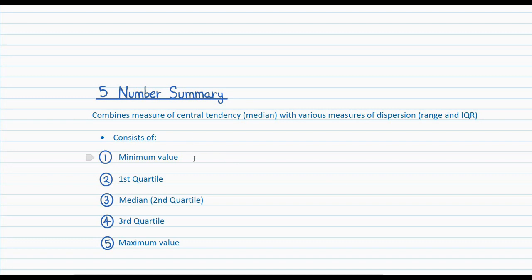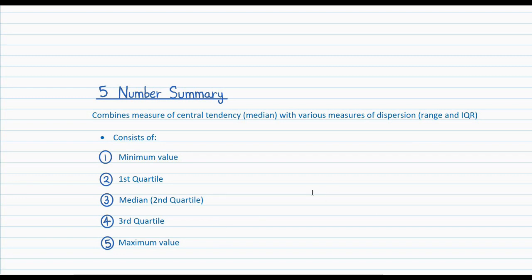These being the minimum value of the dataset, the first quartile, the median, which is also known as the second quartile, and the third quartile, and lastly, the maximum value. So you have the measure of central tendency being the median, which is the third term. Then the measures of dispersion: the range is represented using the minimum and the maximum value, which you can use to calculate the range. And then the interquartile range is represented using the first and third quartile, which you can use to determine the interquartile range.